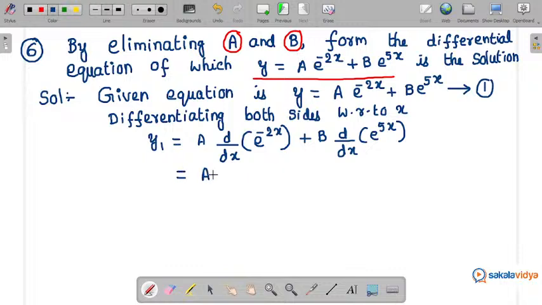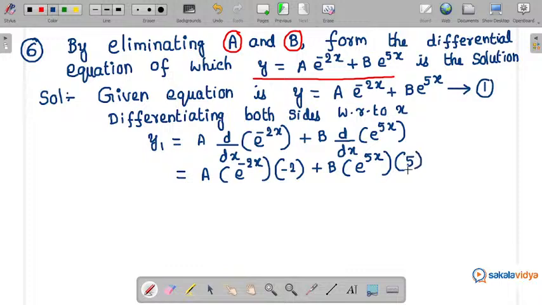So this equals a times e power minus 2x differentiation is e power minus 2x, again minus 2x differentiation is minus 2, plus b times e power 5x differentiation is e power 5x, 5x differentiation is 5. So let us simplify it. This we can simplify: minus 2a times e power minus 2x plus 5b times e power 5x. Say equation 2. Okay, now what shall we do now? Again we need to differentiate.